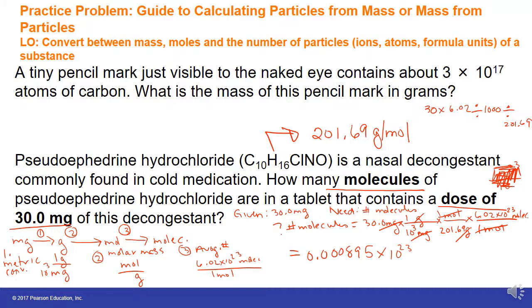And moving the decimal place 1, 2, 3, 4 places to have correct scientific notation, 8.95. If I move my decimal place over to the right and my coefficient gets larger, then my exponent is going to get smaller by the same number. I moved over 4 spaces, so that's going to be 10 to the 19. And I need 3 significant figures. So that would be my answer: 8.95 times 10 to the 19 molecules of pseudoephedrine.